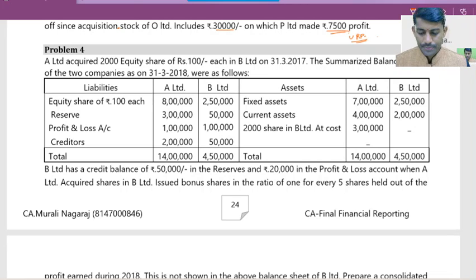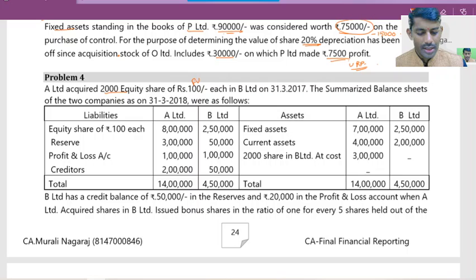Question number 4. A Limited acquired 2000 equity shares of rupees 100 each in B Limited on 31st March 2017. 100 means it's a face value. So 31st March, the previous year's last day, is nothing but the current year's first day, that is nothing but 1/4/2017.